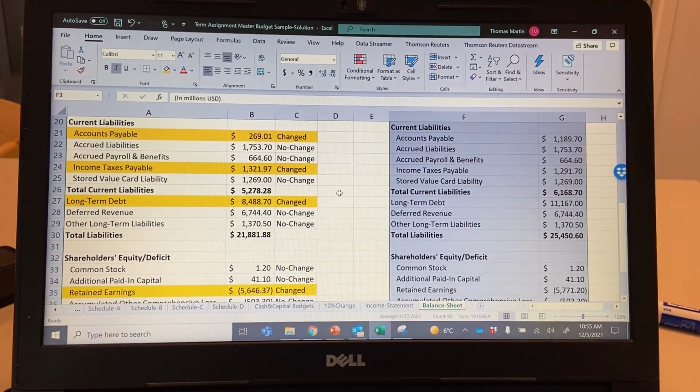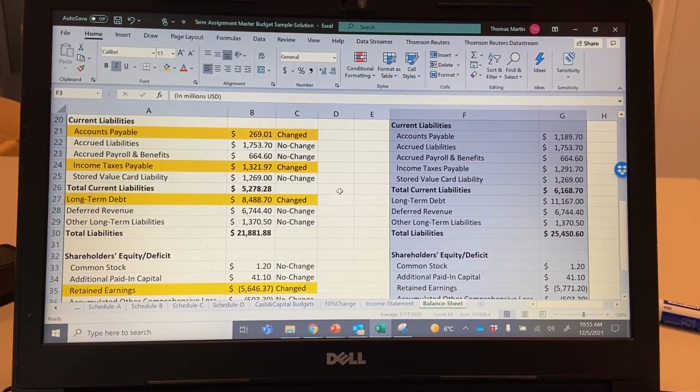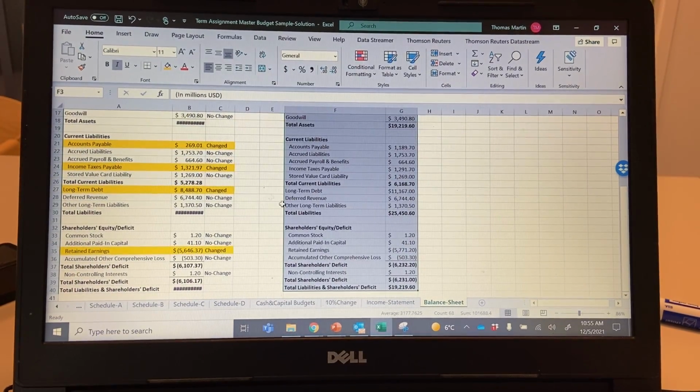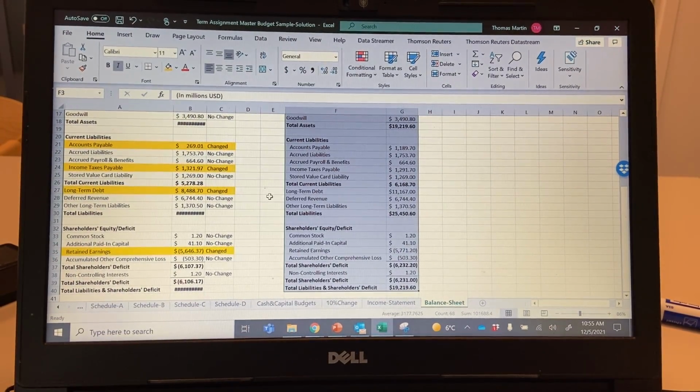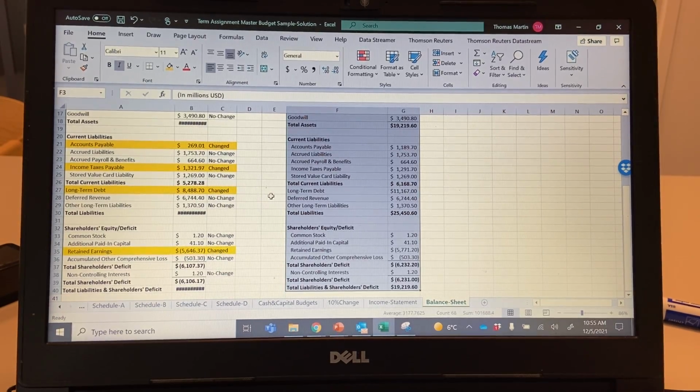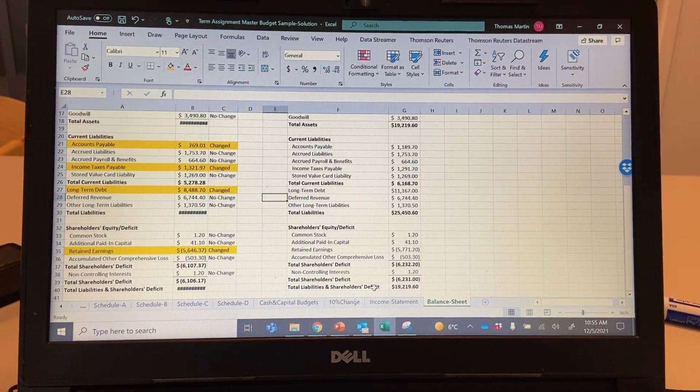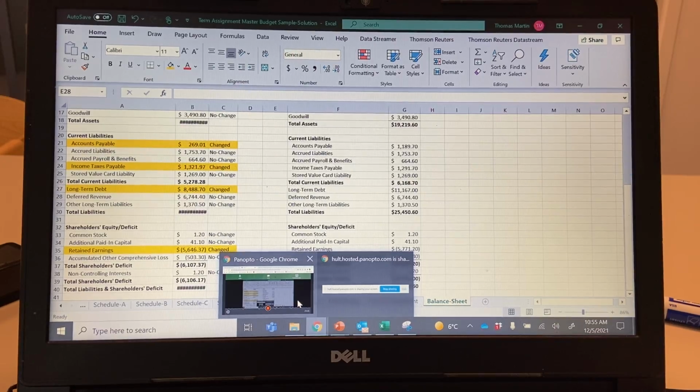So hopefully this tutorial video helps with the process and you guys can get your assets and liabilities to balance. And I will post this sheet now and stop the video here.